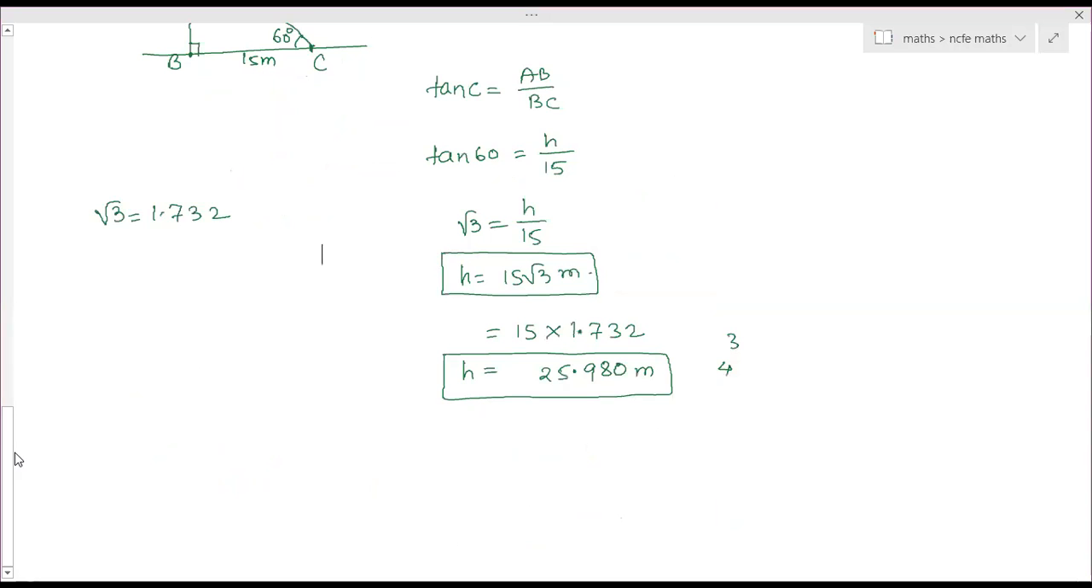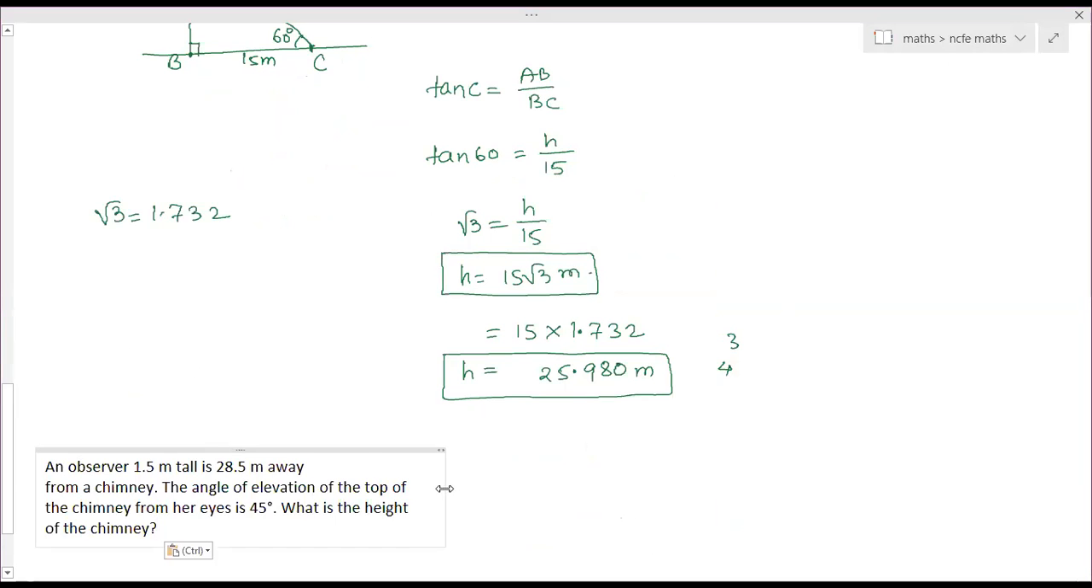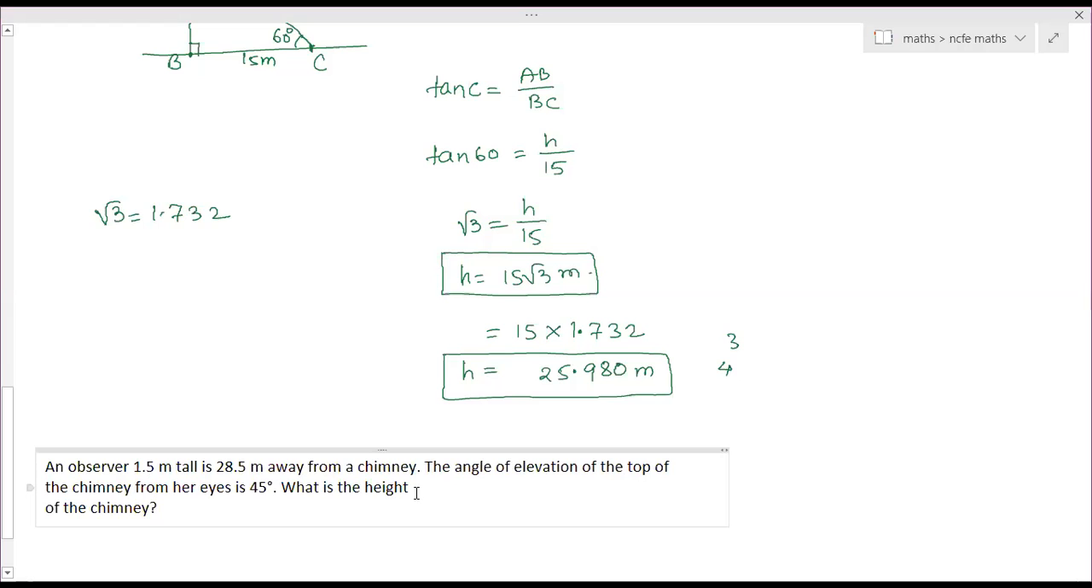No doubts at all? Others have not solved this one. Meghna, Lisha, have you finished or not? Not done, right? This question.